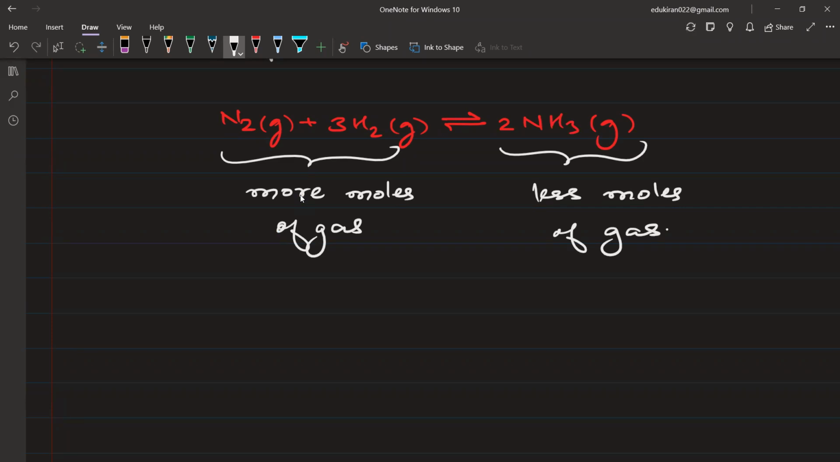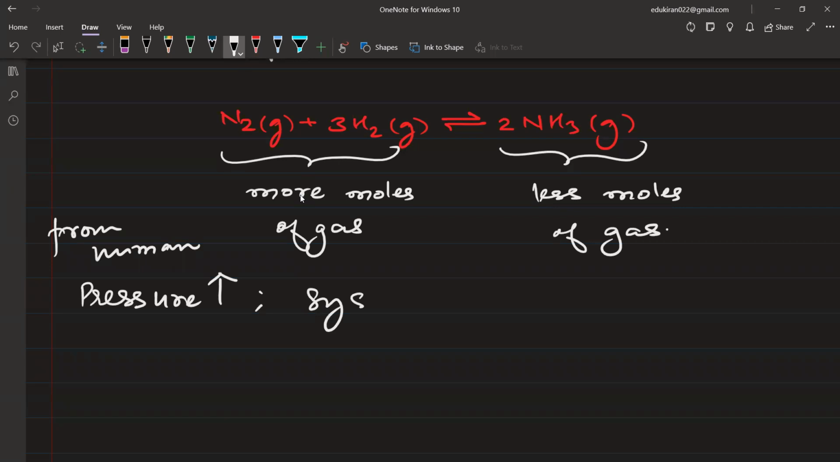Correct? Yes or no? Please tell me. Yes. ठीक है? Now, if I am going to increase the pressure, then what is going to happen in that case? If I am going to increase the pressure, तो pressure increase होगा. System will क्या चाहेगा? This is from human, right? From human, after we have established the equilibrium, then the system will try to decrease the pressure. ठीक है? System will try to decrease the pressure.